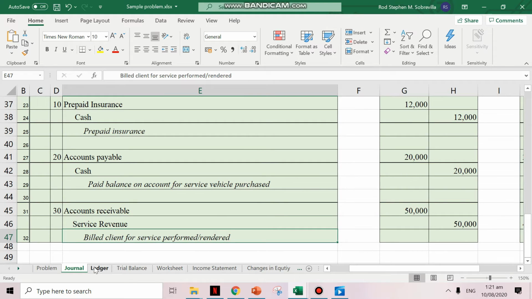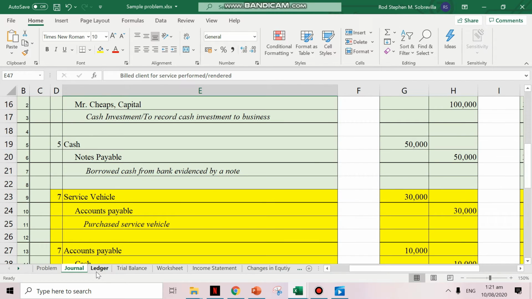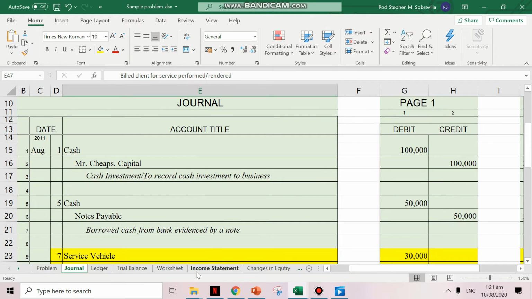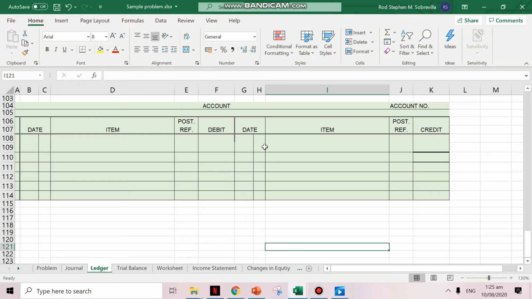So, next naman natin, step 3 is the ledger. So, post na natin to. Posting na natin tong mga na-journalize natin. Sa mga sumusunod sa atin, ngayon naman ay ilabas natin si General Ledger. Ito yung itsura niyan. Again, alalahanin: the left is debit and the right is credit.